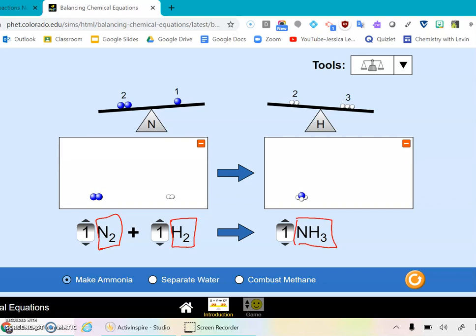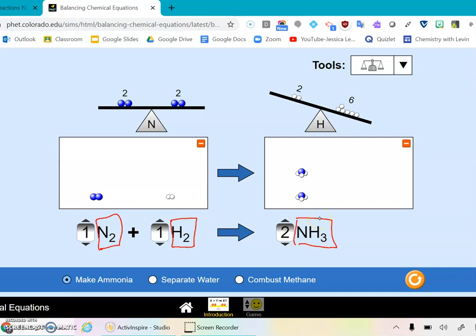Now, is that an even amount on each side? No, there's two nitrogens on the left, there's one nitrogen on the right, there are two hydrogens on the left, and there are three hydrogens on the right. So that's not going to work out. All right, so how do I even this out? If there are two nitrogens on the left side, I need to make sure there's two nitrogens on the right-hand side. So I'm going to bump this up to 2. This now makes NH3, having 2 of them.